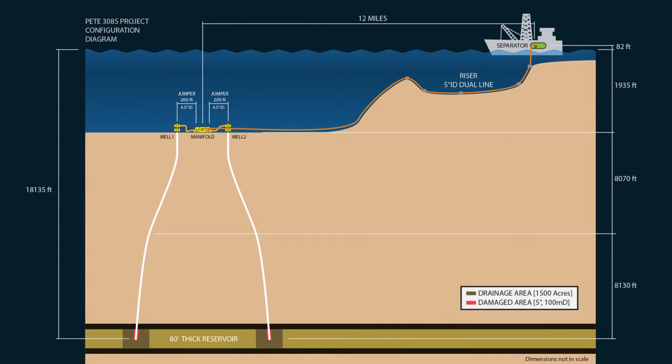By plotting these points, we have made a layout of the platform connecting to the manifold and wellheads through a dual line. As it reaches the seabed, both wells deviate at about 4 degrees before it reaches the reservoir.